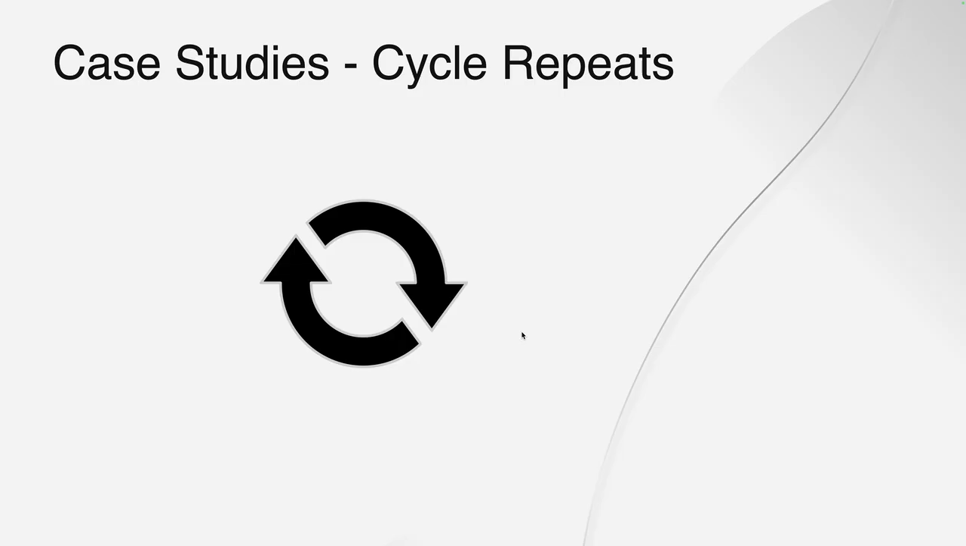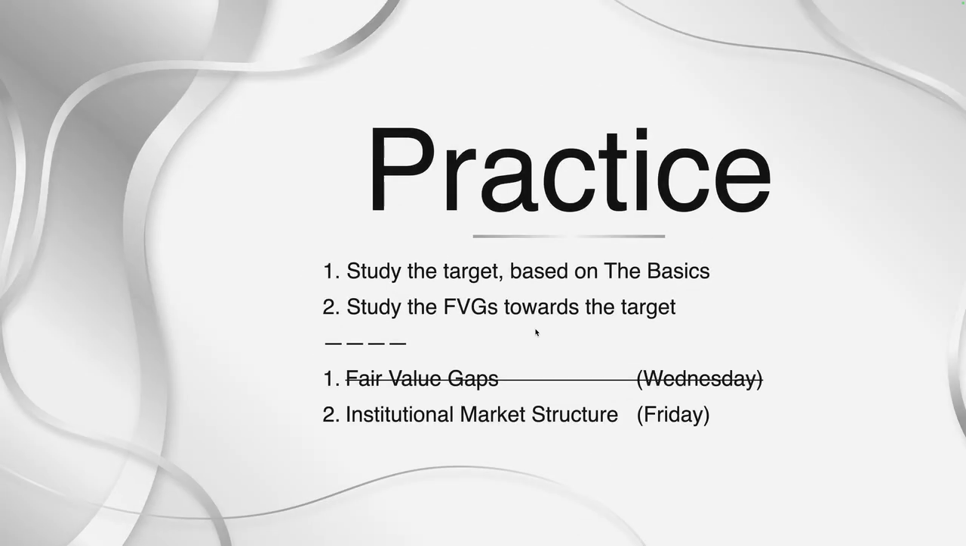So from those case studies and understanding that the cycle repeats, of course, we need to move on to practice, because we study the target based on the basics. So that target we established in the basics as well. What tells us that fair value area, that's seeking liquidity, what does that tell us about the target? Study the fair value gaps toward the target as well. So how do we deliver into those fair value gaps? Can we even deliver into those? That's important.